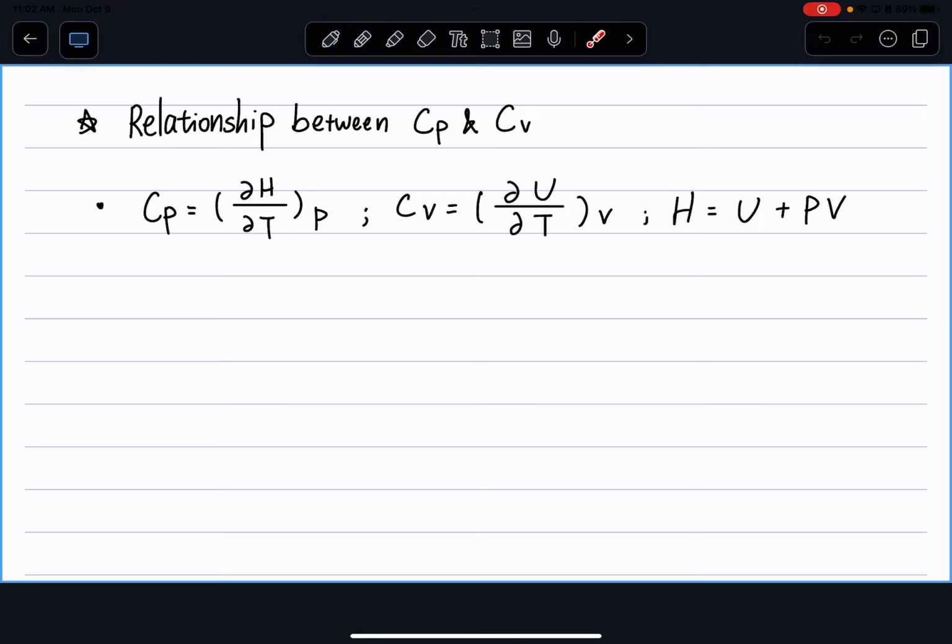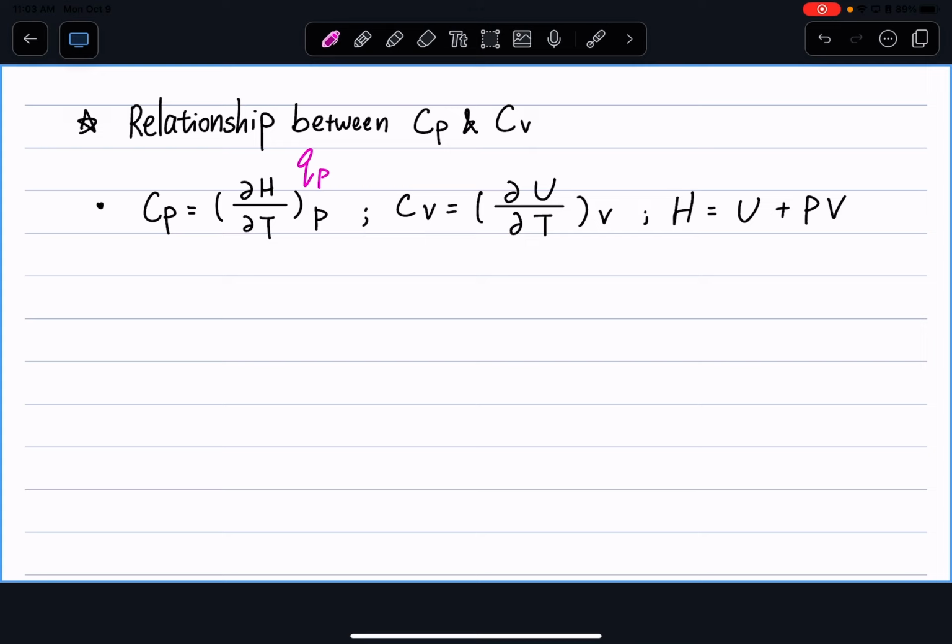All right, let's get started today. First, let's use these essential equations and try to work out the relationship between the two heat capacities. If you remember, these are the definitions of our heat capacities. At constant pressure, the heat capacity Cp equals Qp over the change of T at constant pressure. Qp here is the heat at constant pressure.